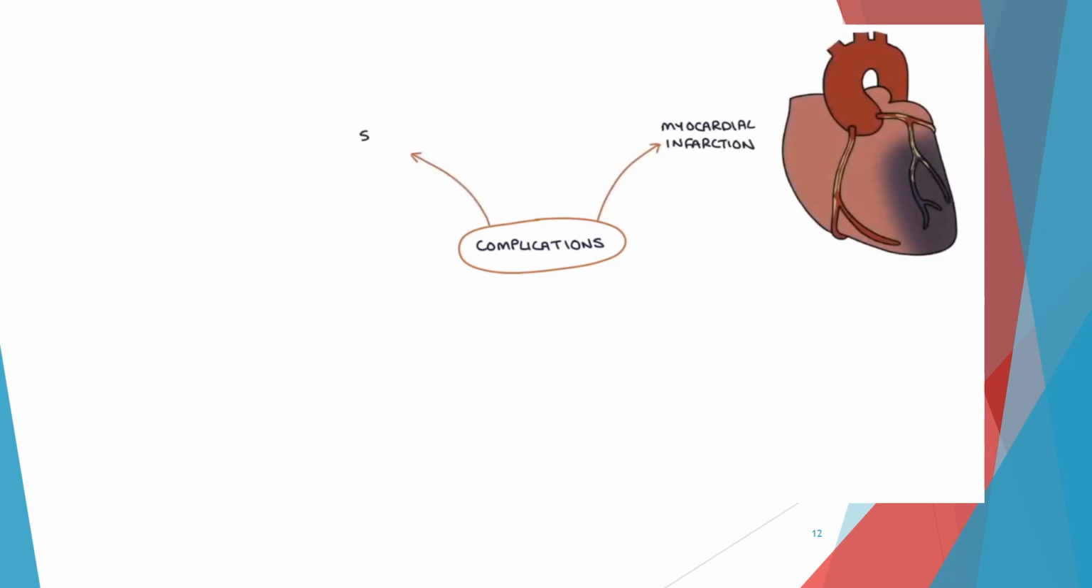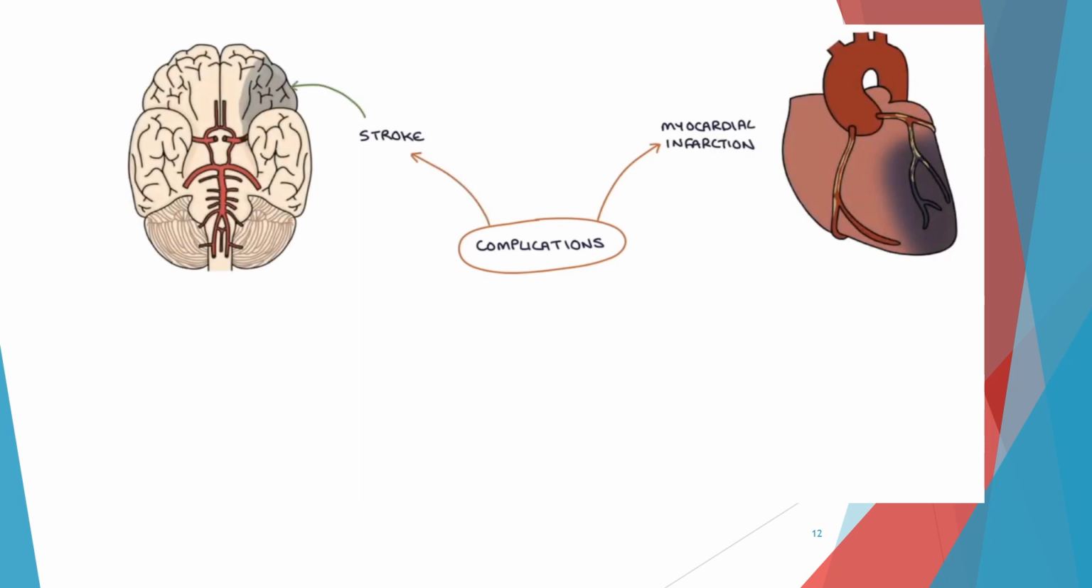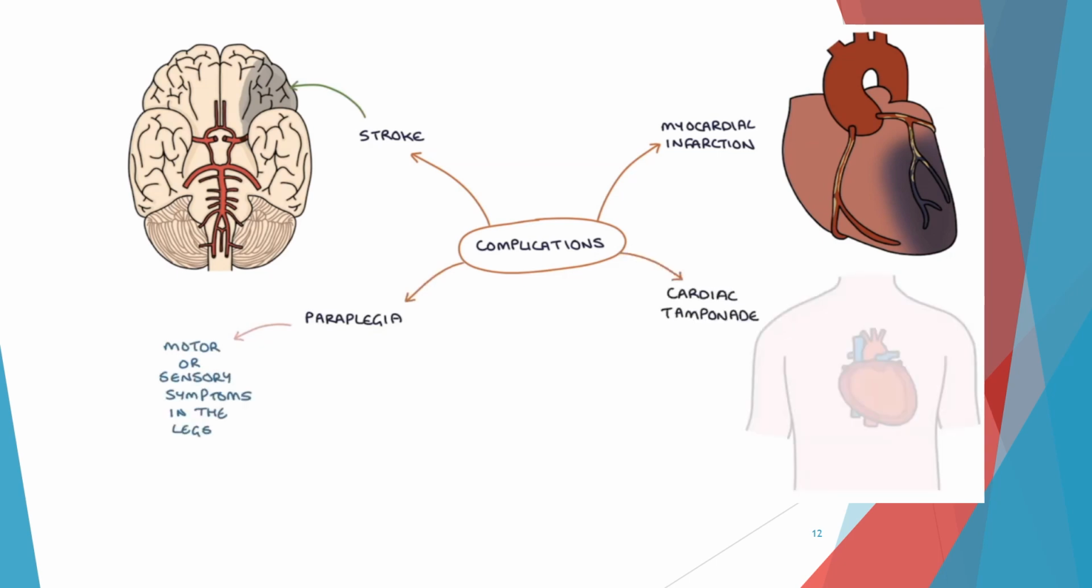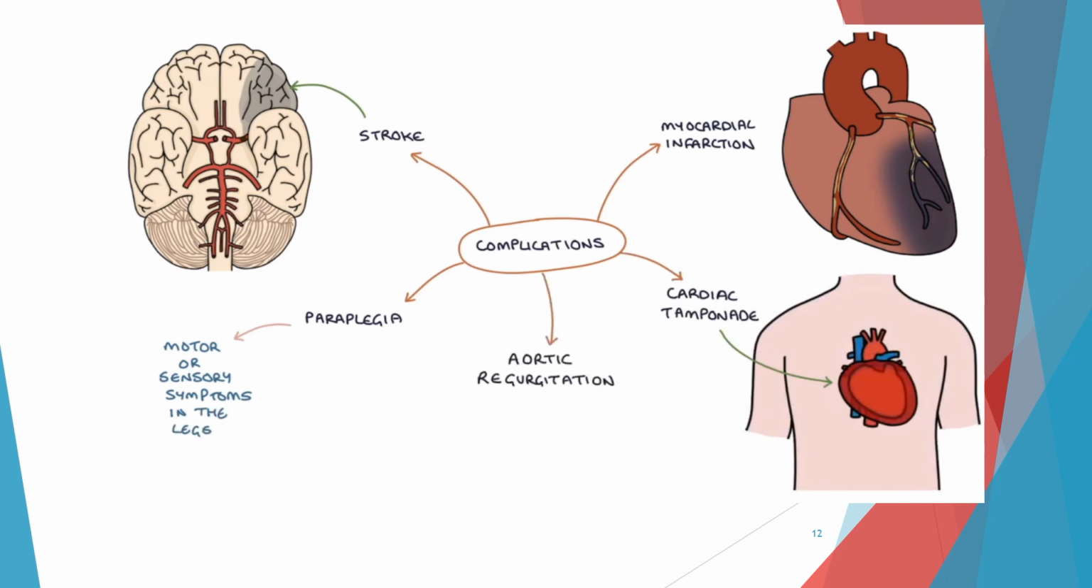Finally, let's talk about the complications. There's a long list of complications of aortic dissection. Some of the key ones to remember are myocardial infarction, stroke, paraplegia with motor or sensory impairment in the legs, cardiac tamponade, aortic valve regurgitation, and finally death.